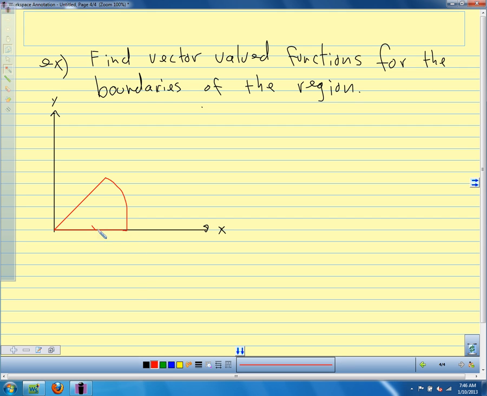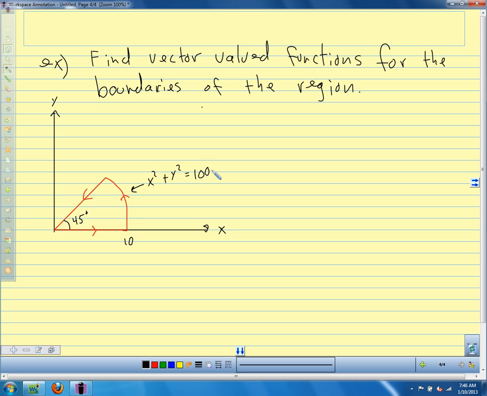And we're going to go here, here, and here. Let me back up here a little bit. And my angle here is 45 degrees. And here I'm at x equals 10. And this curve is x squared plus y squared equals 100. So we want to describe the boundary of this region with vector valued functions.